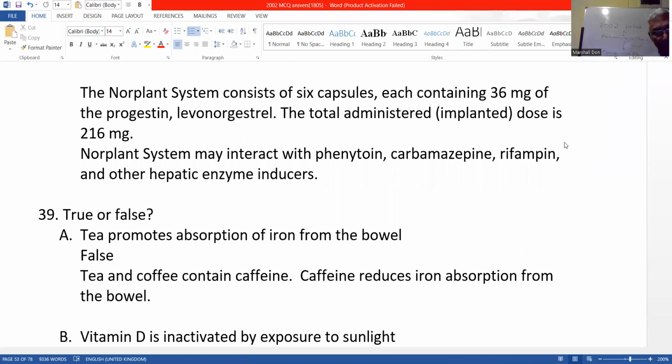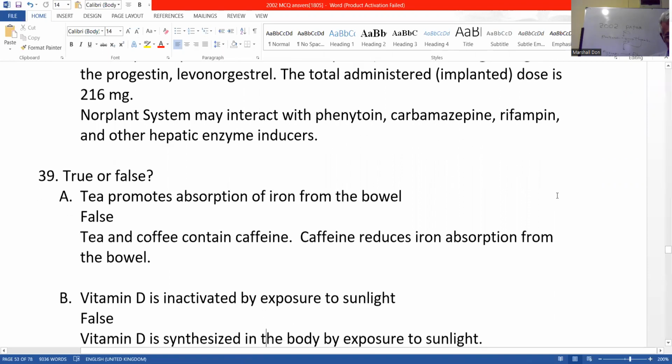Right. Question number 39. True or false? It promotes absorption of iron from the bowel. That is false. Everybody knows that you can't take tea or coffee with iron. It reduces iron absorption.